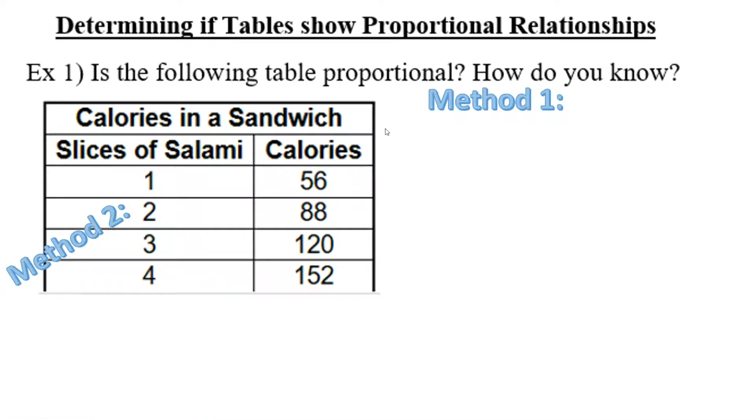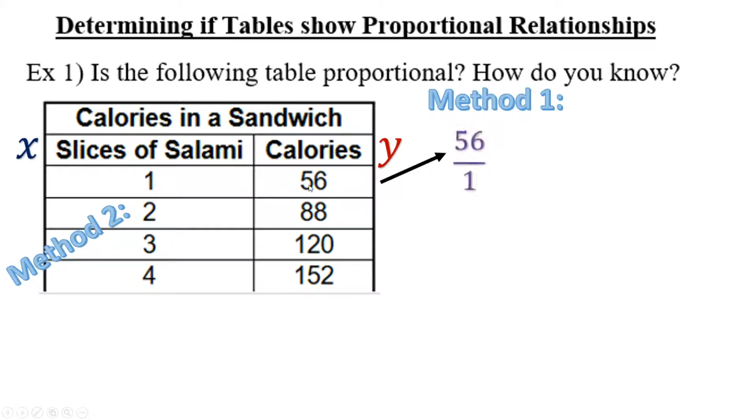So we're going to flip to the inside of your notes on the top left now, and we're going to look at a table here that doesn't say X and Y. It has a situation. So we have calories in a sandwich. We have the slices of salami compared to the calories. And just want to point out, when you aren't given X or Y, the first values will be your X, that's your inputs, and then the second values will be your Y, they're your outputs.